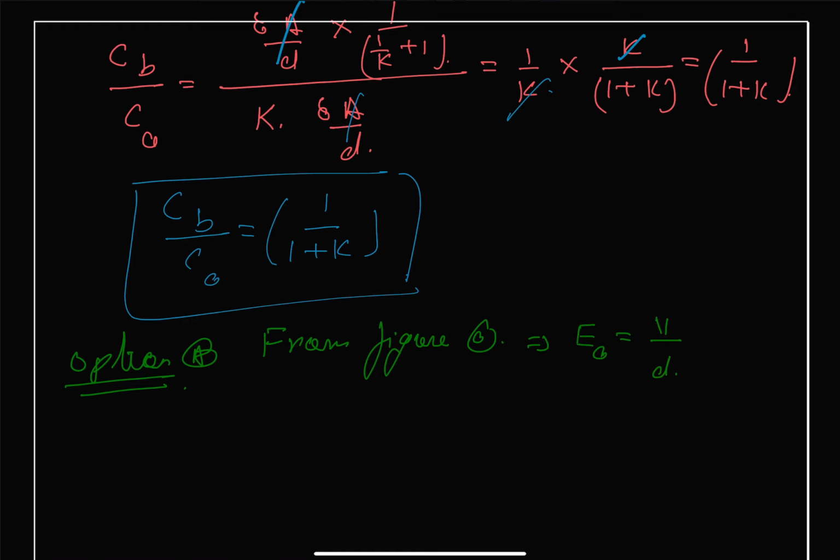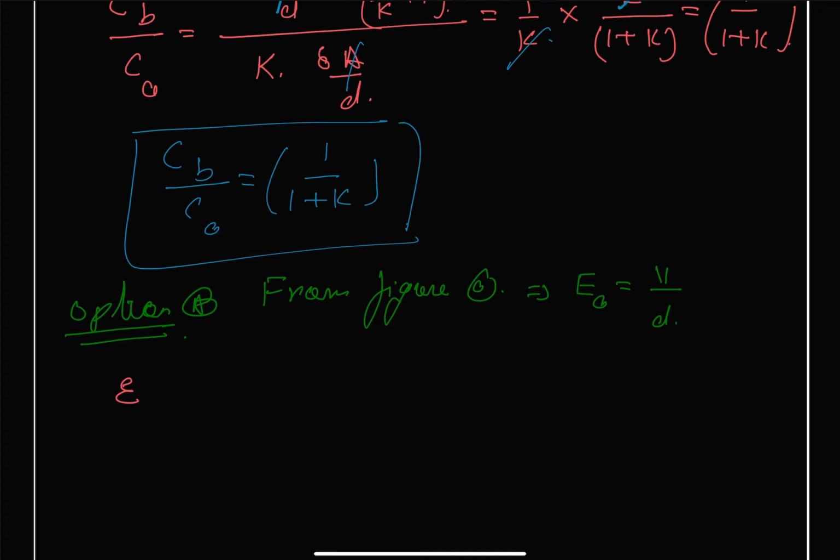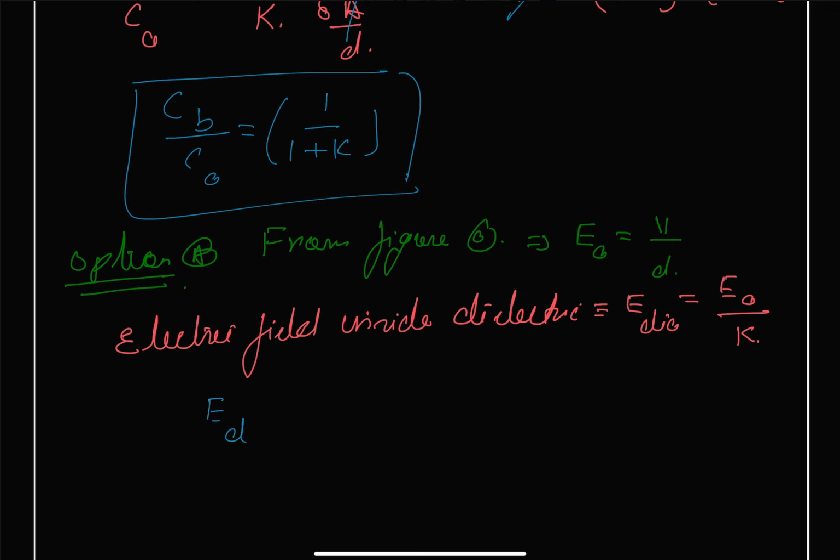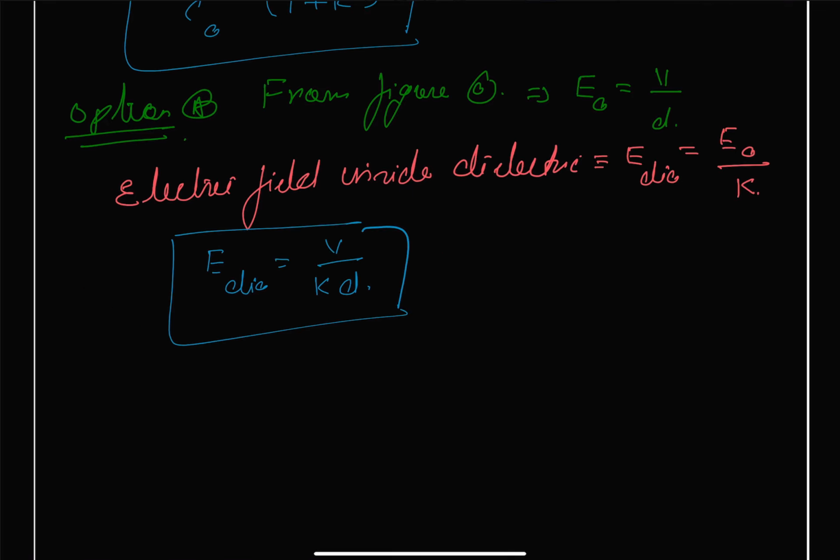And the electric field inside the dielectric, let us call this E dielectric, will be equal to the electric field in vacuum or without dielectric, which is our EA, divided by K. So we get E dielectric equal to V divided by K multiplied by D. This is with respect to figure A. Now we come to figure B. In figure B, one part is covered with dielectric, and the other part is air, or we can say vacuum.